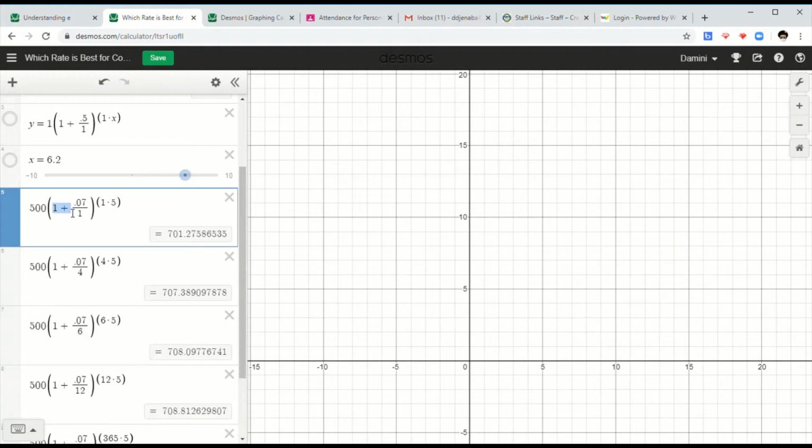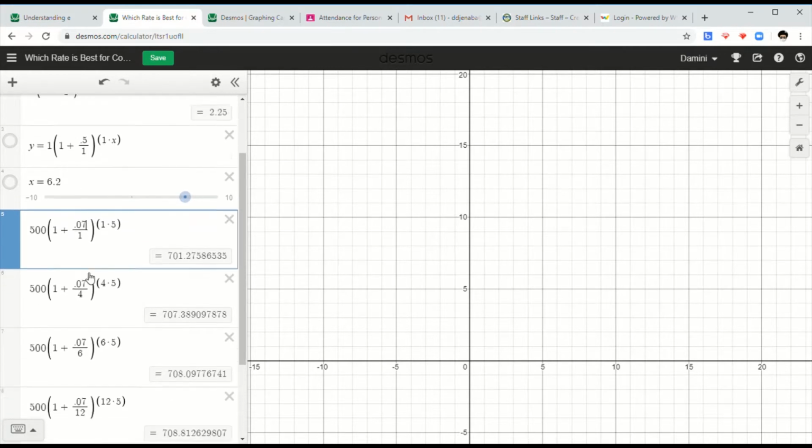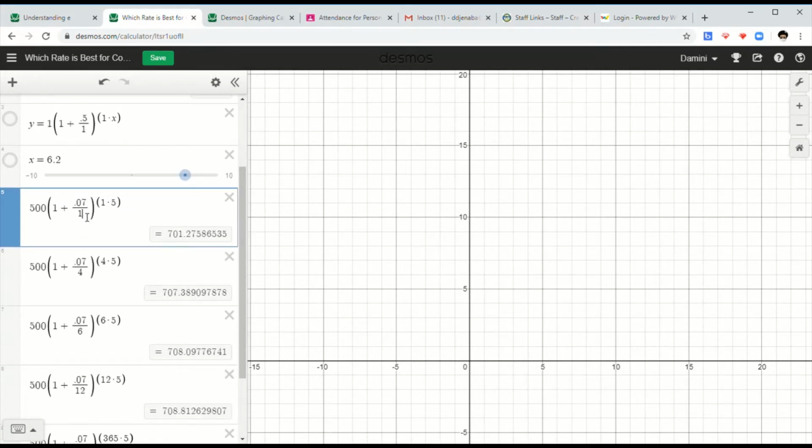We have 1 plus given by the formula. We have 7% is our compounding rate. I chose 7% because that is the general return of the stock market if you're invested in like some S&P index fund. We have 1, which means we are compounding every single year. In other words, apply this multiplier once a year, and then we're putting it in for 5 years. And we see here that we would have $701.